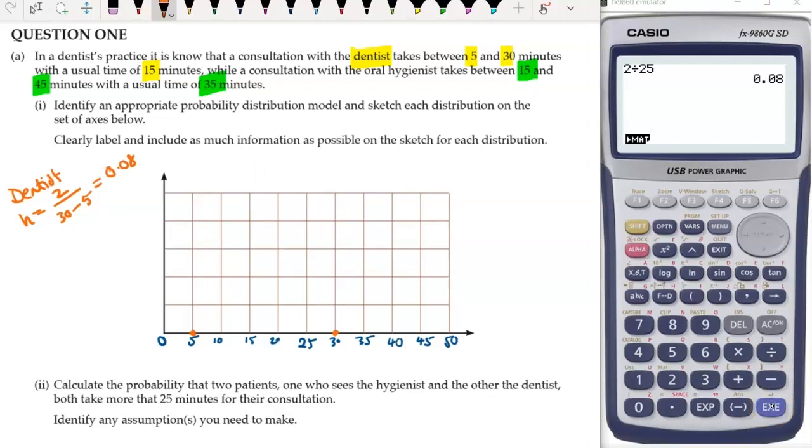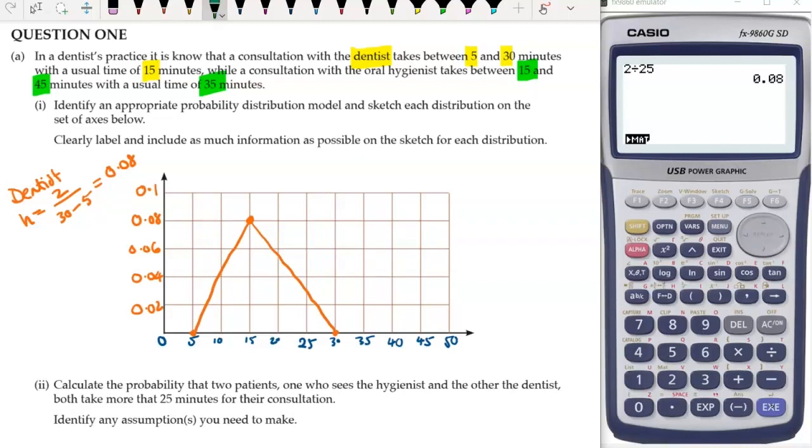Now the dentist triangle will be the taller of the two because it's got the narrower base, so we just need to make sure we can go up to at least 0.08. So if we make this 0.1 and we go up in 0.02s, that will work for us. Like so. Okay, so the mode time for the dentist was at 15 and it's at 0.08, so just here. And you would draw this with a ruler, of course.